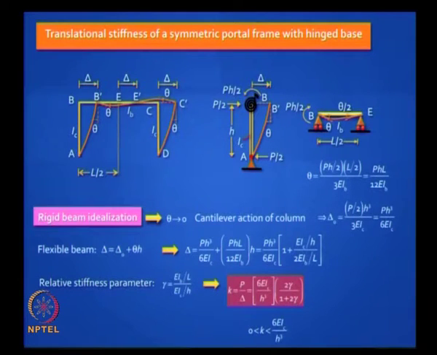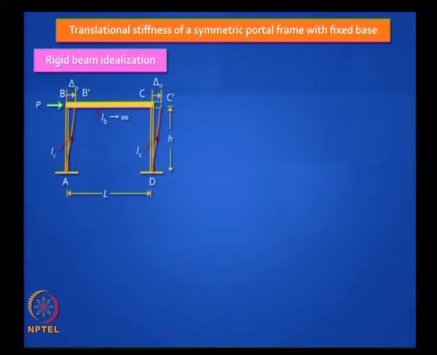Let us take the same portal frame and fix it at the bottom. This is now statically indeterminate. Earlier it was hinged at the base. Now let us begin with the rigid beam idealization. This building is sometimes referred to as a shear building. It is a shear mode of movement. Now you see how it is going to behave.